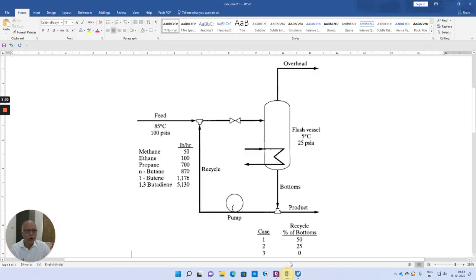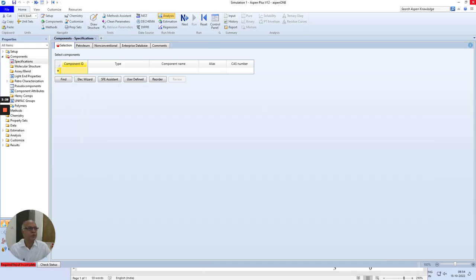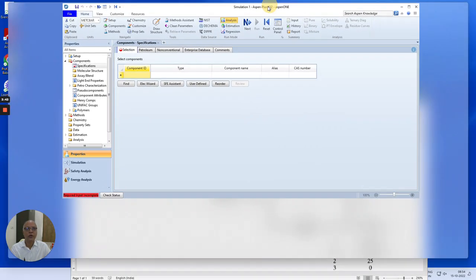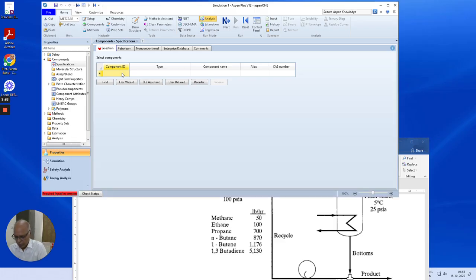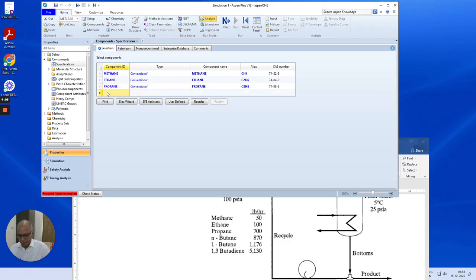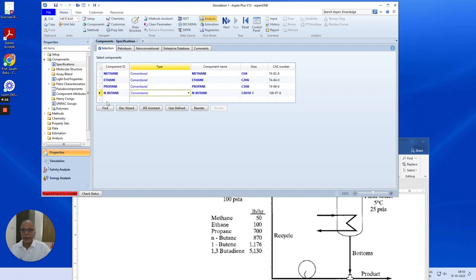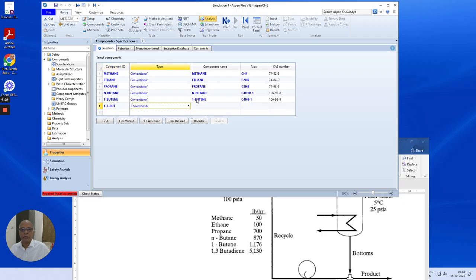So you can declare all the components that are involved in this problem. So we have methane, ethane, propane, N-butane, 1-butene, then 1,3-butadiene. So we have defined all the components involved in the problem.